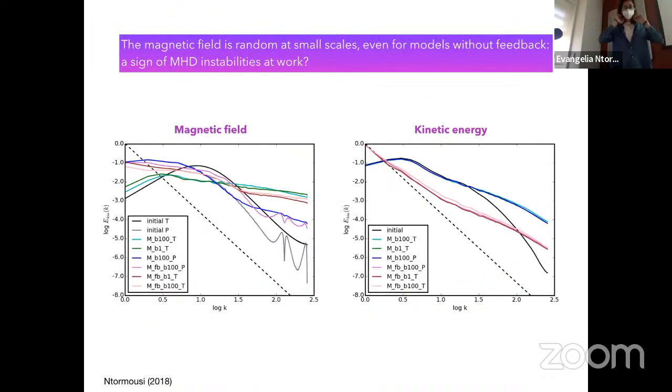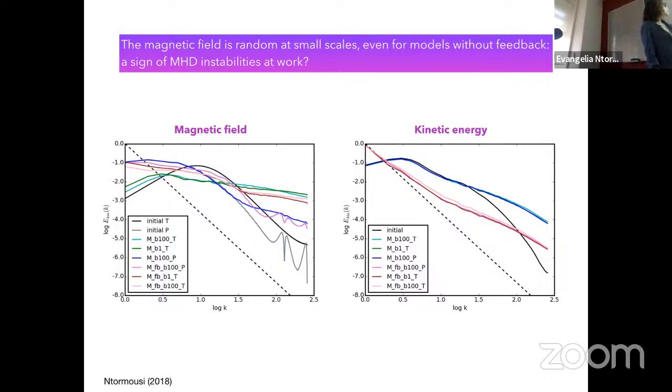But this is already interesting because of what we saw about this randomization. These are the power spectra. We had to quantify it a little bit. So here I'm showing you on the left the magnetic field power spectra, and on the right the kinetic energy power spectra.